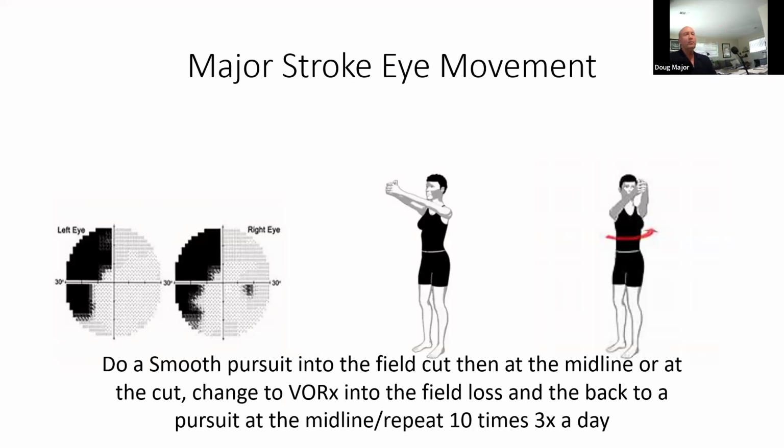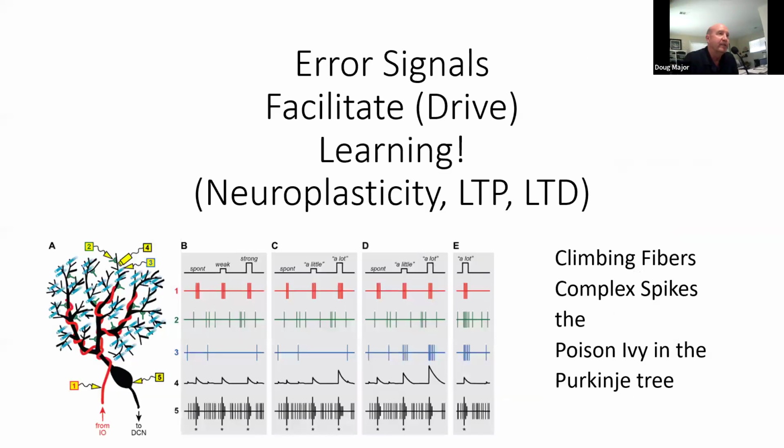And so for me, if someone has a field cut on the left side, I have an individual pursue to the right, and as soon as they get to the midline, they go to a VOR cancellation. Pursuit, cancellation, as they get better, pursuit, disappear, pursuit, disappear. I've used it in a number of cases, and it has been very effective in rehabbing, increasing the field cut as well as reducing the amount of neglect on that side.